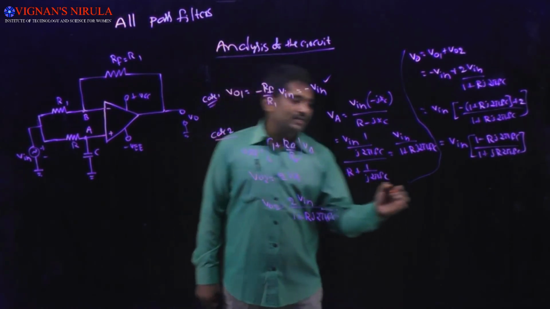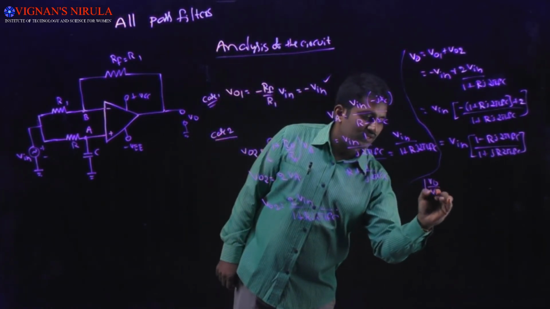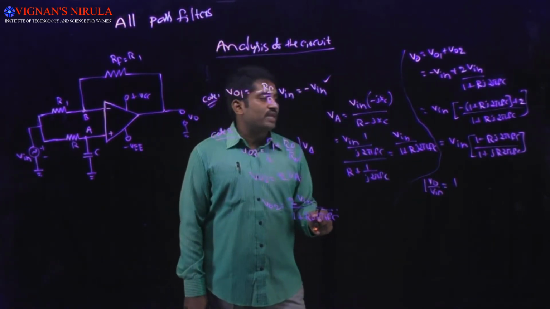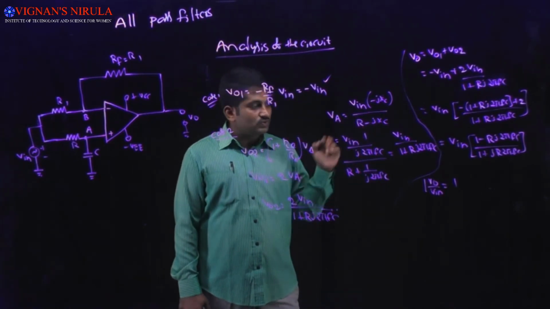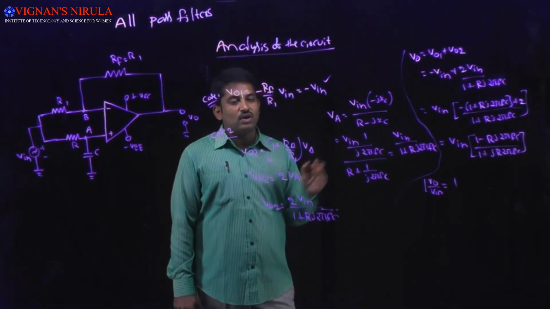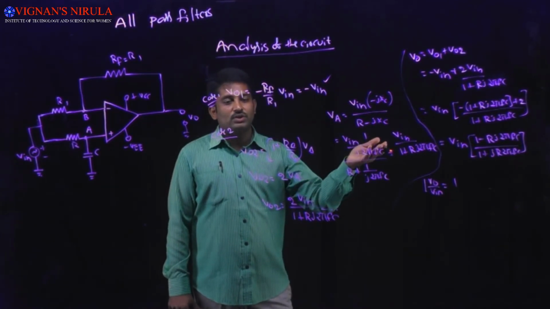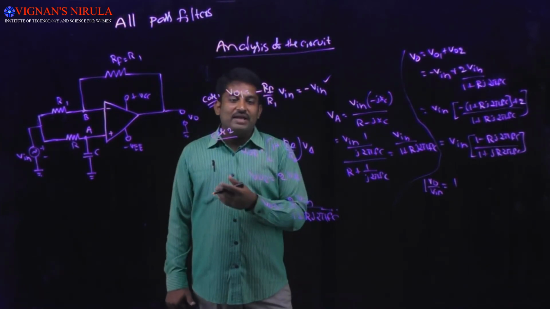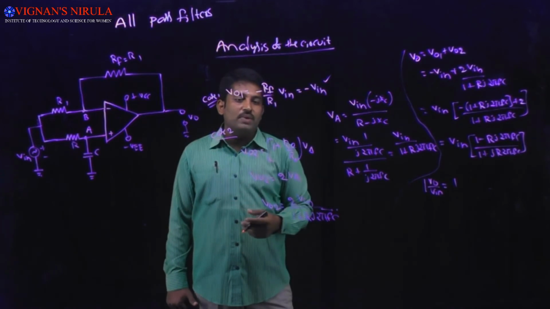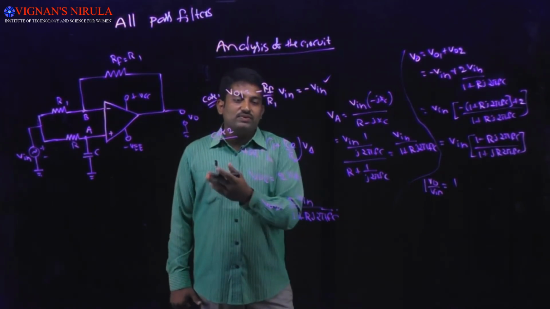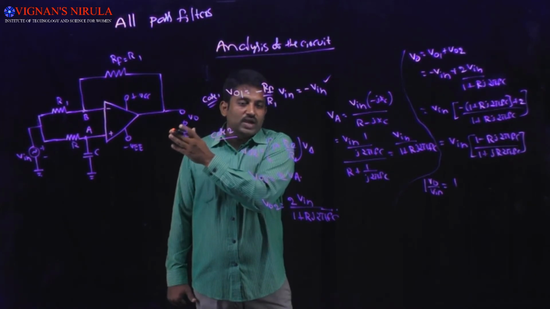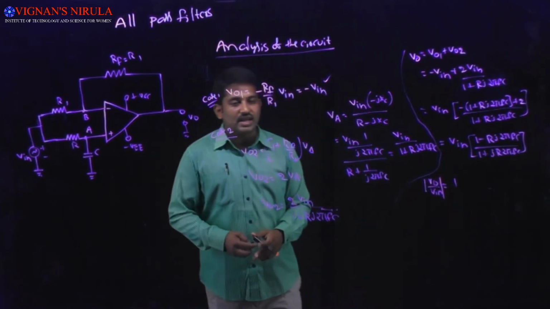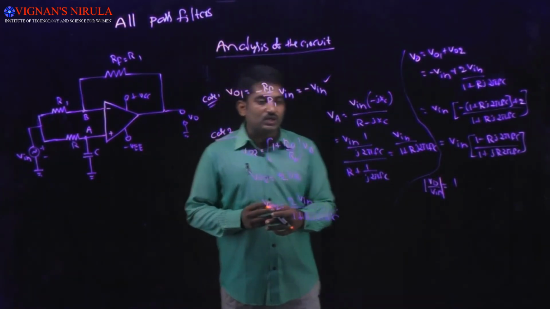So if you calculate the magnitude, V naught by V in is equal to 1. Why? Because square root of 1 plus 2 pi FCR whole square divided by square root of 1 plus 2 pi FCR whole square. So the magnitude is equal to 1. Already I told you when I started the all-pass filter that the magnitude of the gain of the all-pass filter will be equal to 1. That's why we are passing all the frequencies which we apply at the input of the all-pass filter. So the gain is also taken as magnitude in this case, which will be equal to 1.